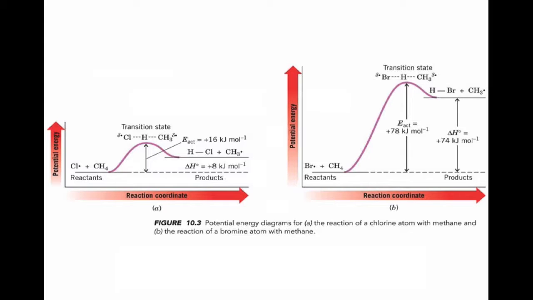No. However, if you look at bromination, what can you tell me about the energy of activation? Much higher, right? And if you look at that, 16 kilojoules per mole versus 74 kilojoules per mole, or 78 kilojoules per mole, excuse me, in the energy of activation. That's substantially higher. So will a bromine radical just react with anything? No, it will only react with the most reactive hydrogens, which are which hydrogens?